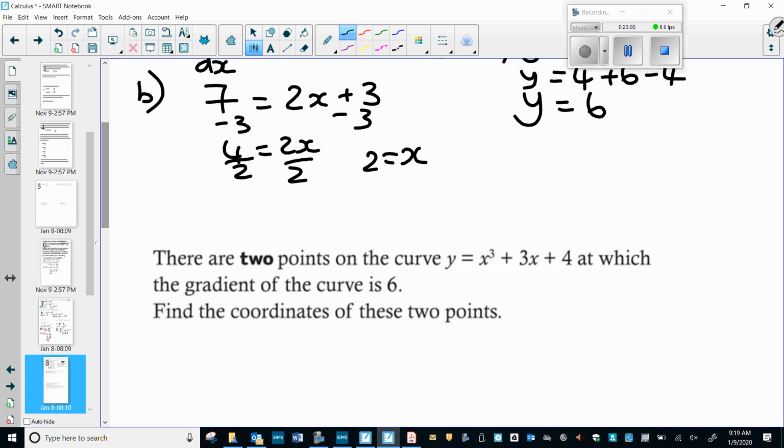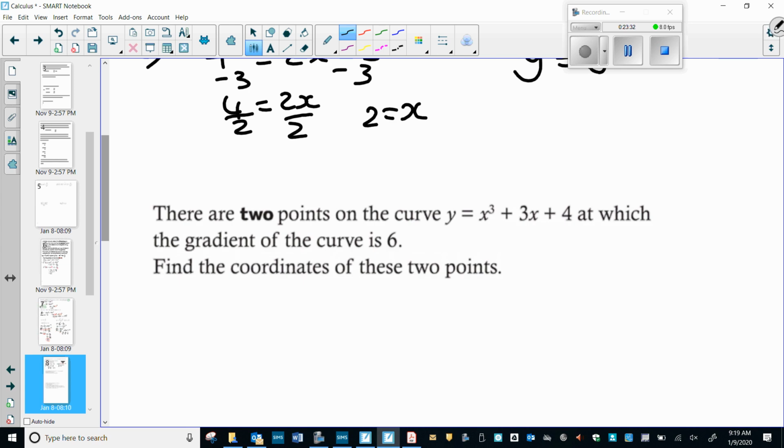Yeah. All right. Here they told us how many points there are. 2. Now, what have they done here to help us? They've bolded it. When they bold stuff, it means look out for it, and it's not just your normal question. So there are 2 points on the curve where the gradient is 6. We need to find them. So what are we going to do first? Find the derivative. Good, because the question has told us about the gradient of the curve. So as soon as we see that, we know we need to be finding dy/dx.